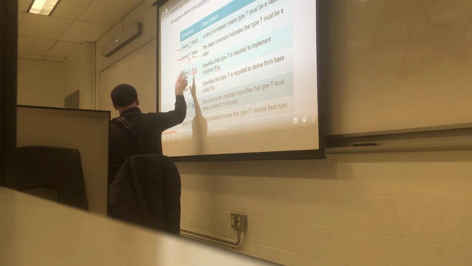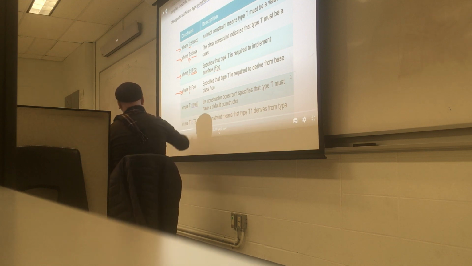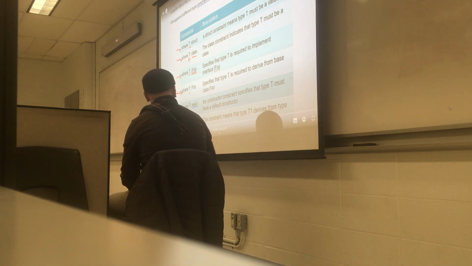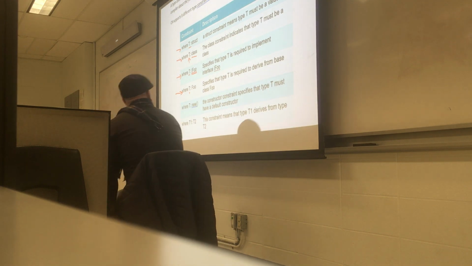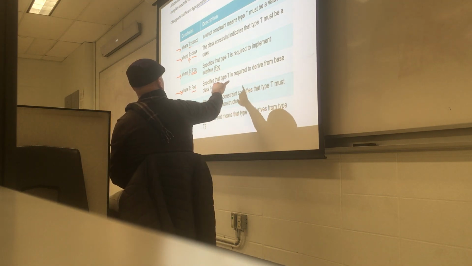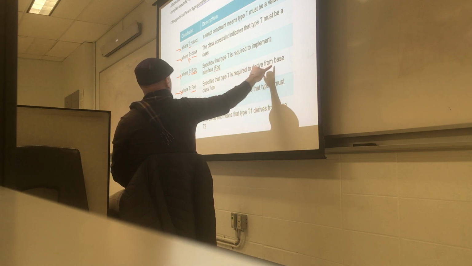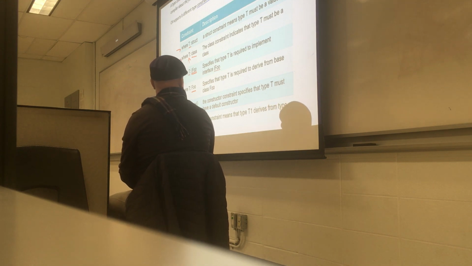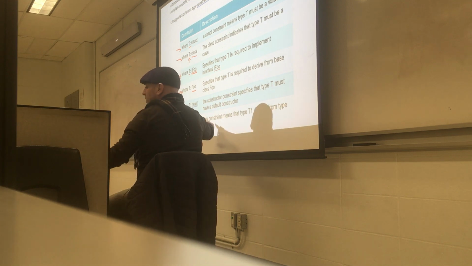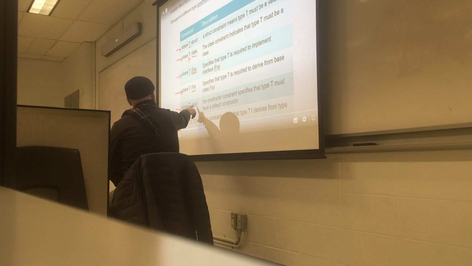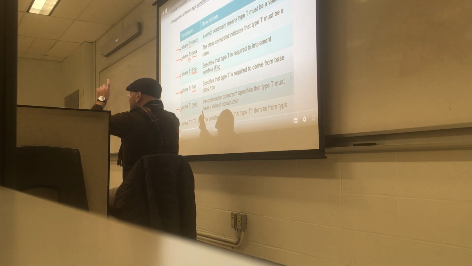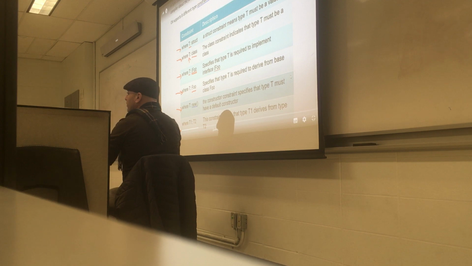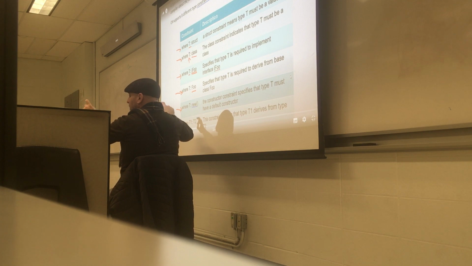Here it should be an interface. Here is the difference: it is required to derive from a base class. This constructor constraint specifies that T must have a default constructor, so it must be a class with a constructor, using the keyword new.